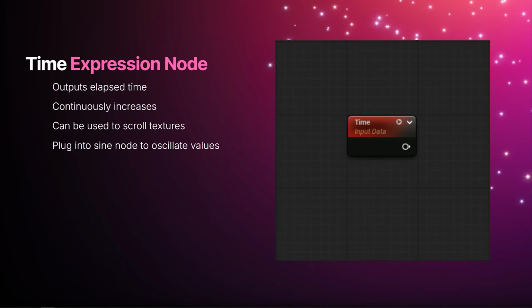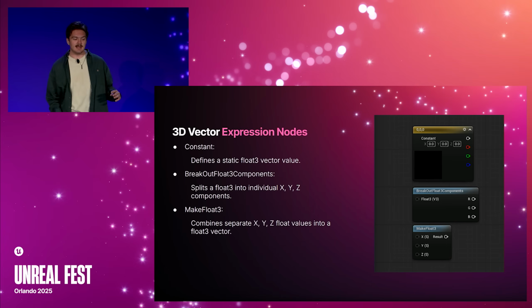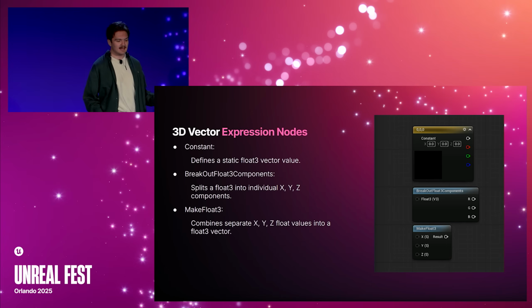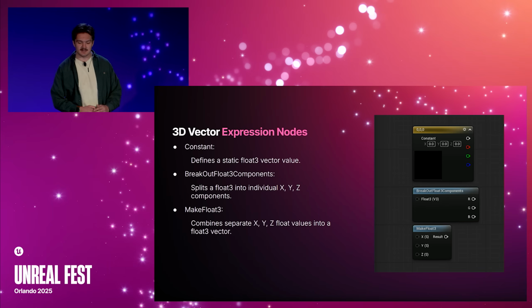This is the time expression node, so it outputs the current elapsed time. It continuously increases, so it's always going up. It can be used to do stuff like scrolling textures, but I like to use it a lot, or the cosine node also, to oscillate values over time. And then finally, the 3D vector expression nodes are used to work with three-dimensional values. So you can define a static 3D vector with the constant float3 expression. The breakout float3 expression node can split a three-dimensional vector into 3 individual output values for each axis. And the make float3 expression takes in 3 float values and converts them into 1 3-dimensional vector.